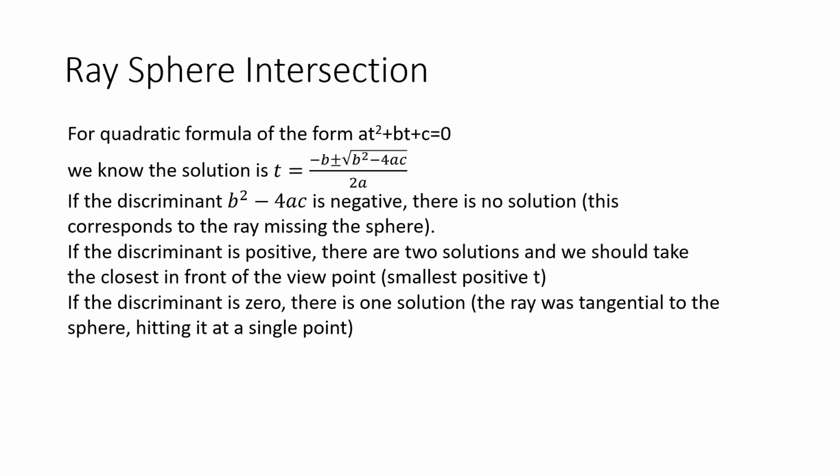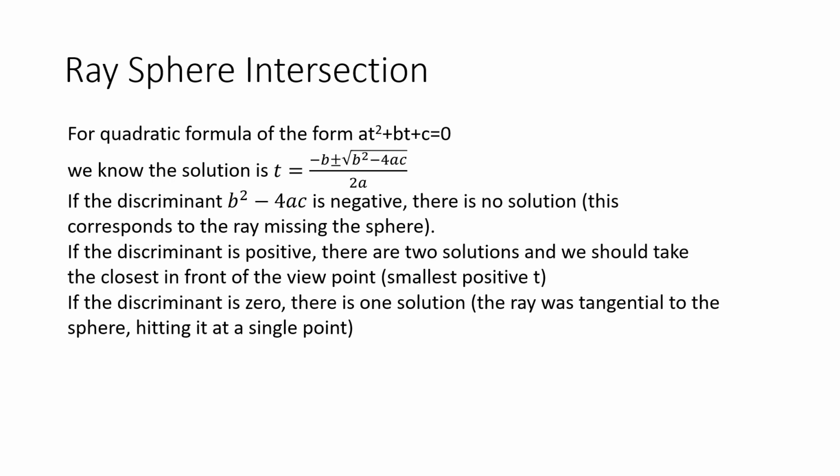So at this stage, we now know each of A, B, and C in the formula AT squared plus BT plus C, where T is unknown. And we can solve for T. So T is equal to minus B plus or minus the square root of B squared minus 4AC over 2A. B squared minus 4AC is known as the discriminant. And we know that if it is negative, then T has no solutions. And this corresponds to the case where the ray misses the sphere completely.